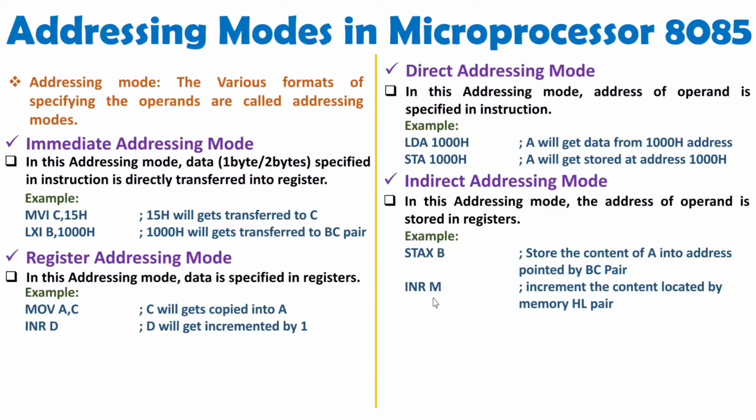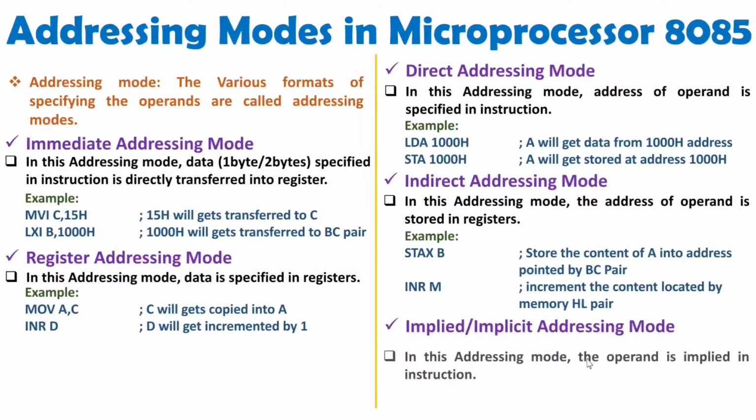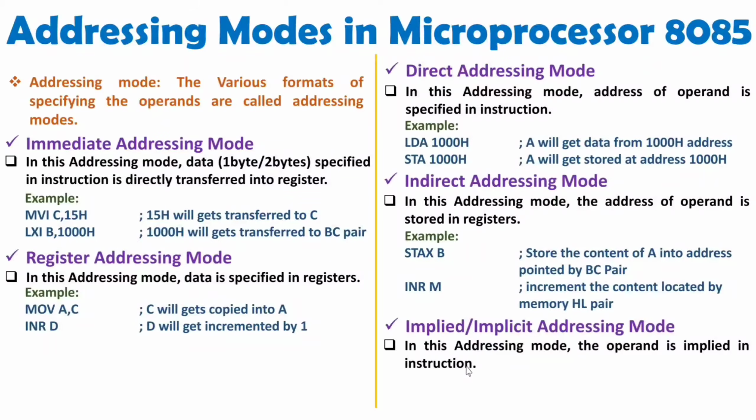Now my dear students, I will explain the fifth and last addressing mode of microprocessor 8085, that is implied, or you can say implicit addressing mode. So in this addressing mode, operand is implied in instruction. So whatever operand is there with us in instruction, that is implied in instruction. You just see by example, so that will get more clear. For example, if you write STC, here we will be setting carry. So after execution of this instruction, carry will get set to 1.